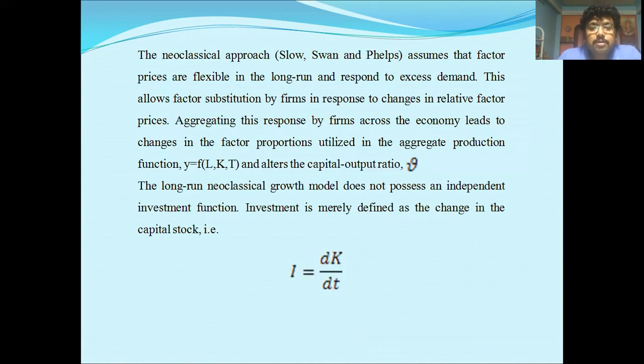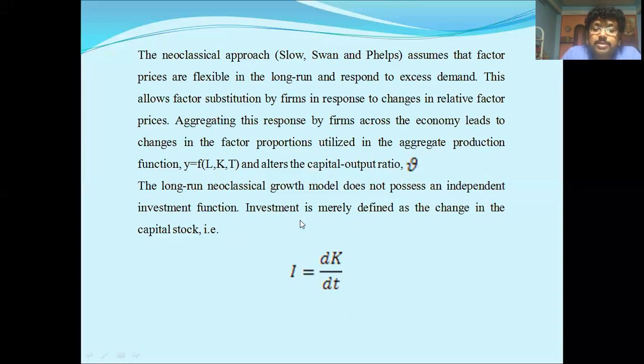Before going into depth, it should be remembered that Solow, Swan, and Phelps are the neoclassical economists who worked on the neoclassical approach of economic growth. So, the aggregate production function. What is the aggregate production function? You can write it as Y equal to a function of L, K, and T. This is the aggregate production function.